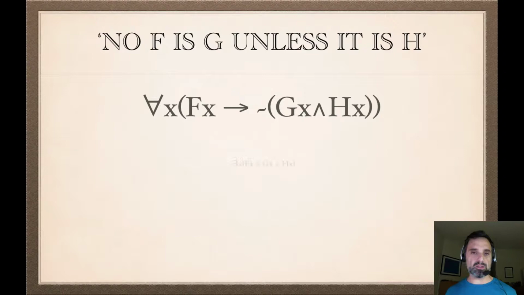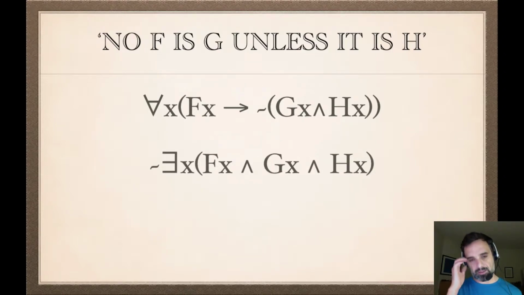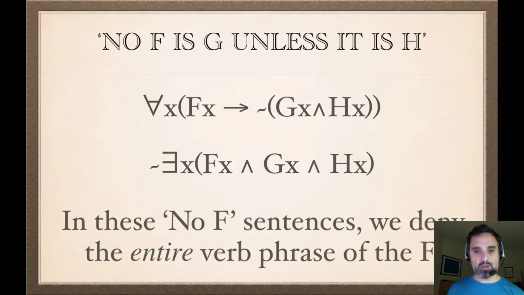And the same thing, although it's not maybe quite as obvious, is happening in this sentence. We have fx, and then we also have gx and hx. And we say, is there a thing that has the property of the noun phrase and also has the entire property of the verb phrase? No. And because we're denying that anything has that complete property, we negate the whole thing. We put a negation on the existential. So again, in both of these, we're effectively denying that the entire verb phrase applies to the F's. Okay, so that's how standard no symbolization works.